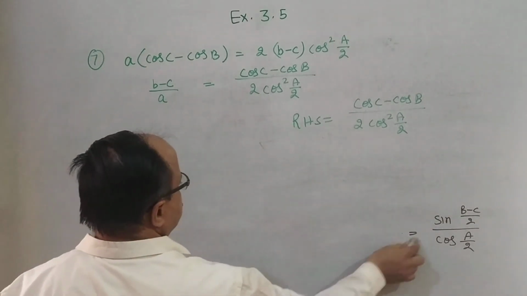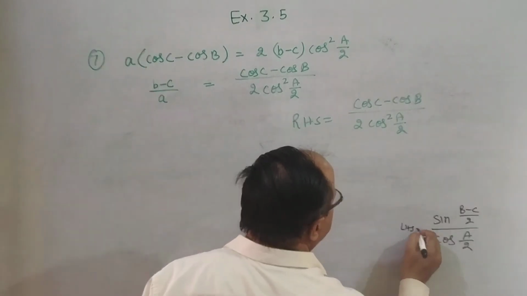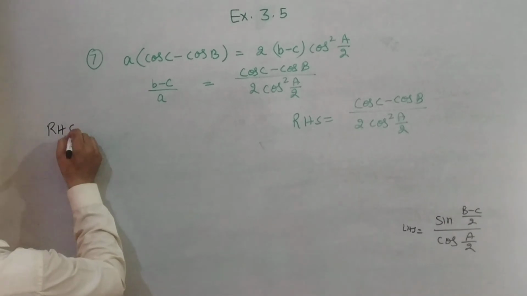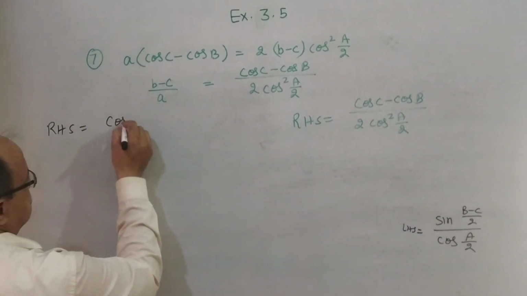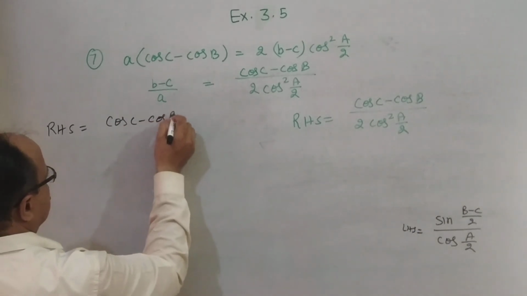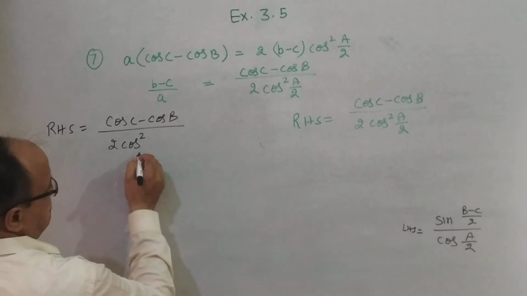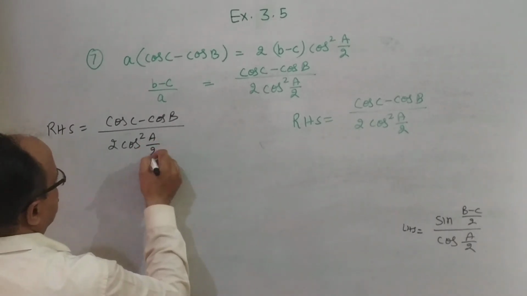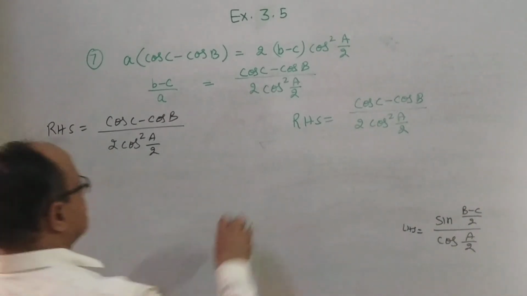Now we solve the right hand side. Cos c minus cos b upon 2 cos square a by 2. 2 cos square a by 2, correct? This is the right hand side.